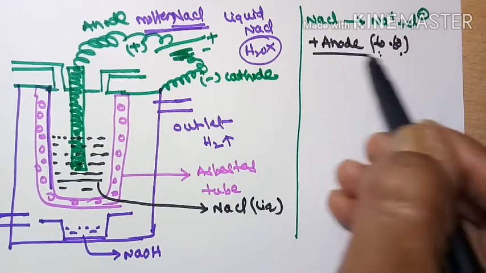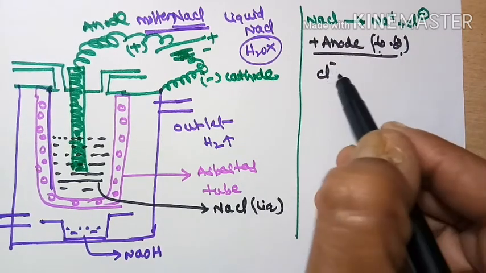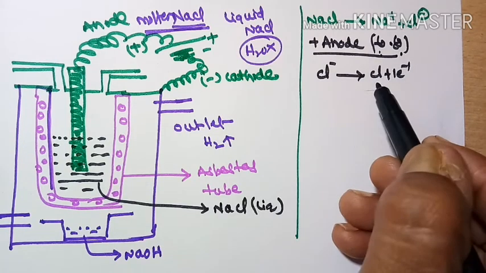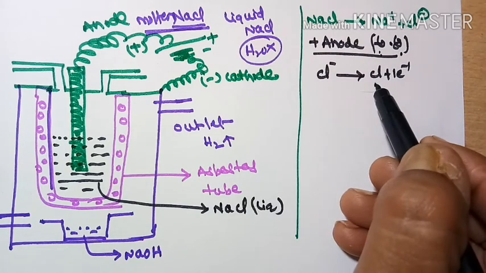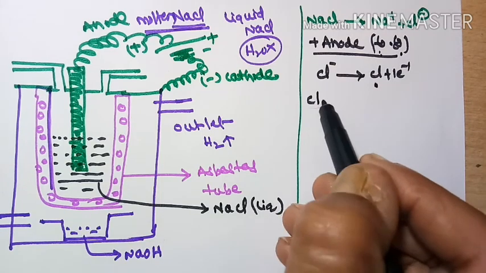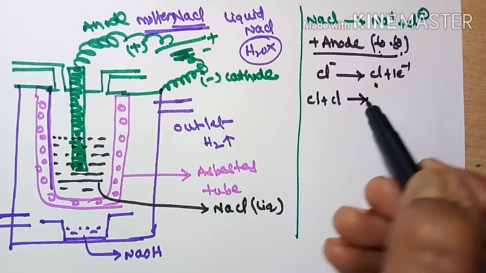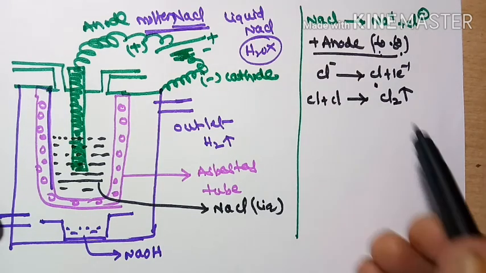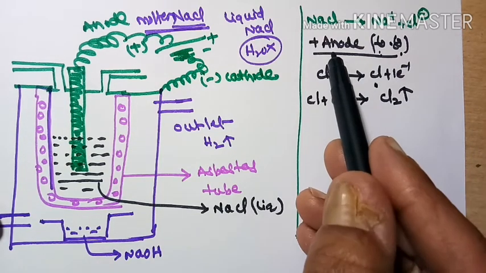So that's why Cl minus ions, what is oxidation? Losing of electrons is called oxidation. It will lose one electron and form a chlorine atom. A chlorine atom is a non-metal atom. Non-metal atoms are unstable, so that's why those combine with another chlorine and form chlorine gas. Chlorine gas is formed at the anode.